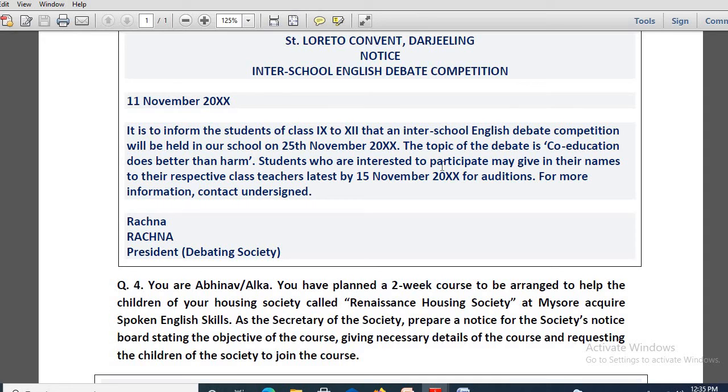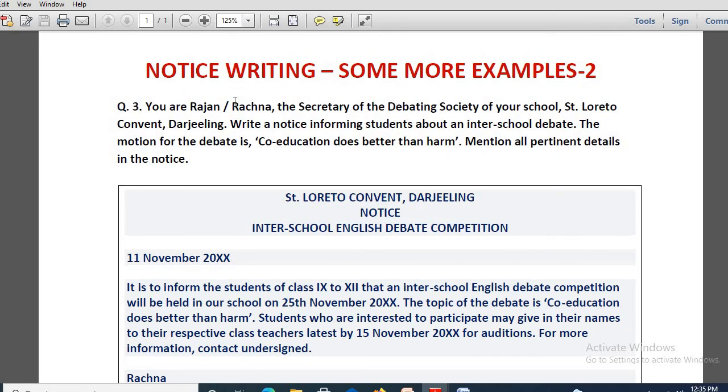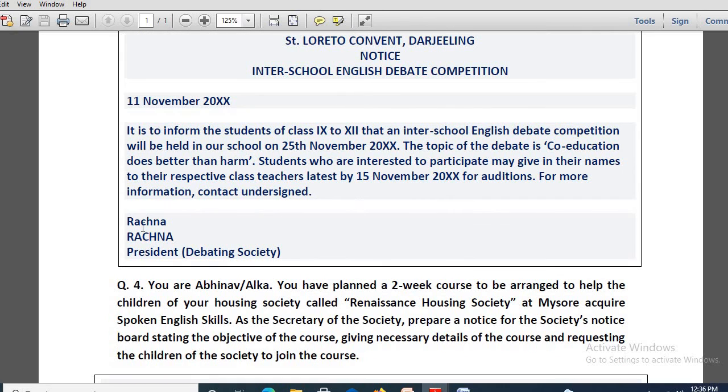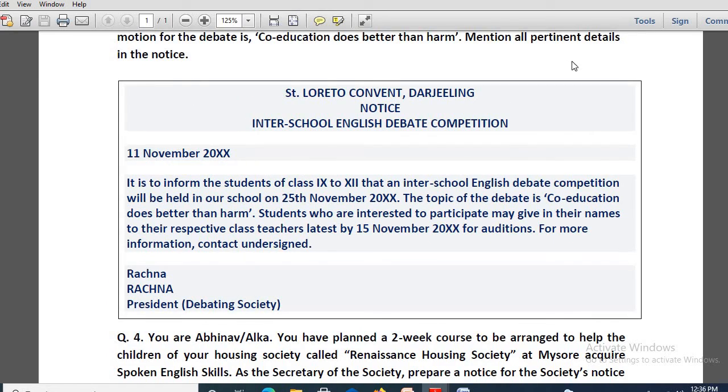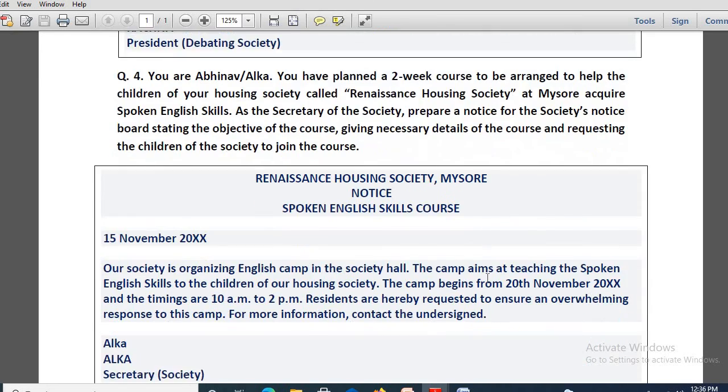Students who are interested to participate may give in their names to their respective class teachers latest by 15th November, for auditions. For more information, contact the undersigned. Obviously, in order to get more information, you have to contact the undersigned. The undersigned name is given, either Rajan or Rachna. And what is your designation? You are the secretary of the debating society of your school. So Rachna, Secretary, Debating Society, that one you have to mention. And finally you have to keep it within a box. I hope it is clear. I am moving on to the next one.